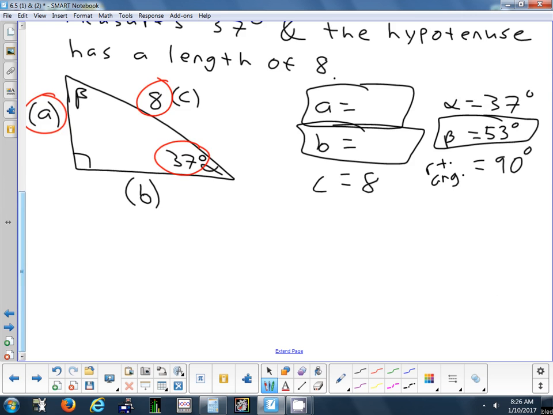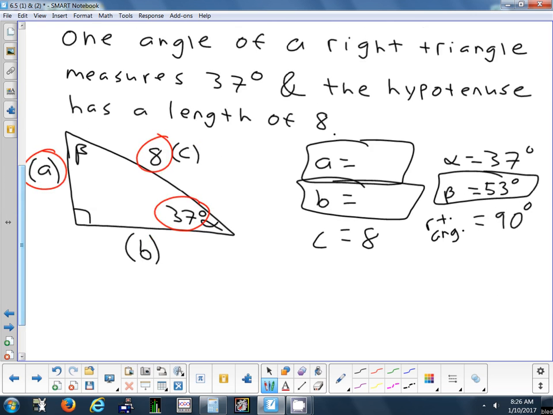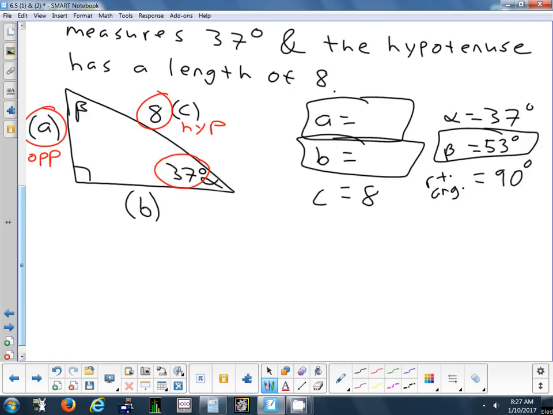All right, so now, from the perspective of the 37, what's the name of side A? That's opposite. So opposite is what I want to know. And what's the name of side C? Hypotenuse. That's what I already know. So what trig function has opposite and hypotenuse? Sine. Okay, so we're going to write, and this is to find A, sine of 37 equals opposite over hypotenuse. Okay, how long is the opposite side?